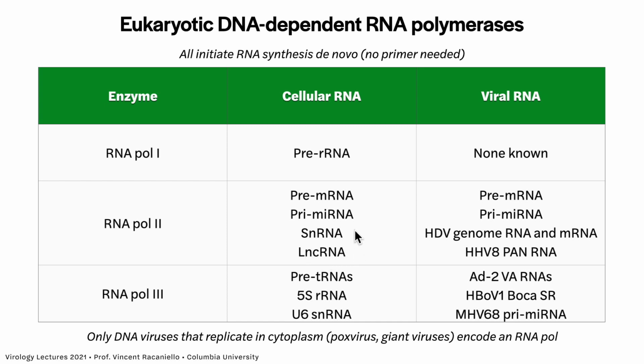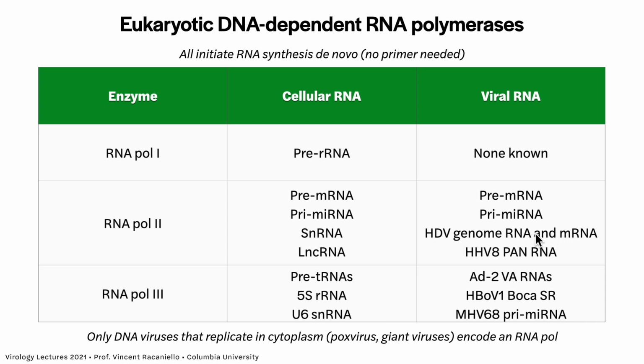We discovered mRNA in the 60s. We thought that was it. But then subsequently we discovered lots of other RNAs. And viral RNAs are made by RNA Pol 2. Not every virus genome encodes its own RNA polymerase. And viral RNAs made by Pol 2 include pre-mRNAs, just like cells, primary microRNAs. The hepatitis delta virus genome is actually copied by this enzyme. This is an unusual one. We're going to talk about this later near the end of the course.